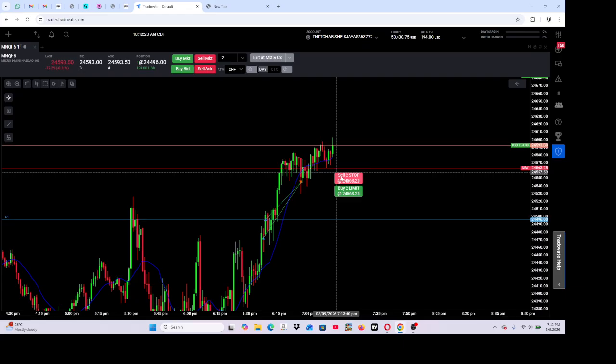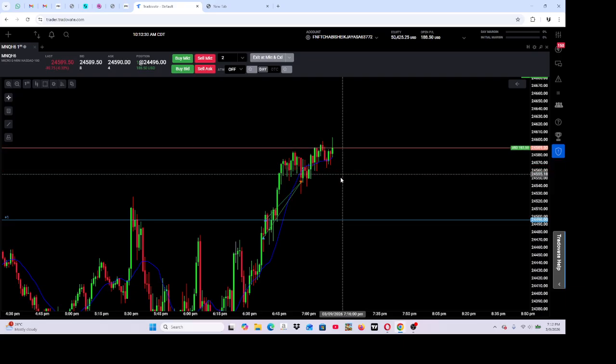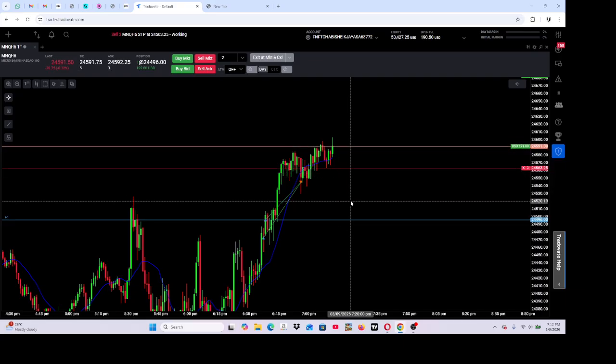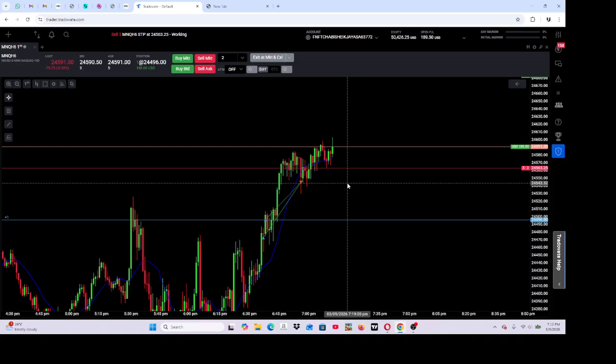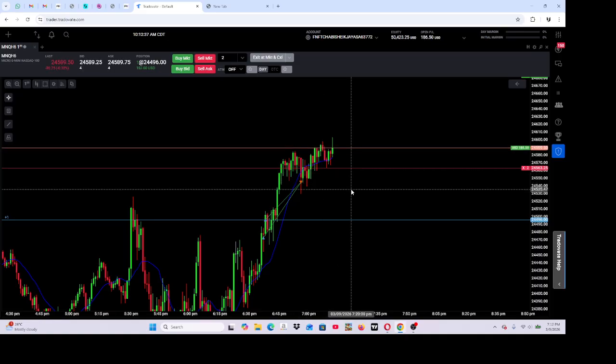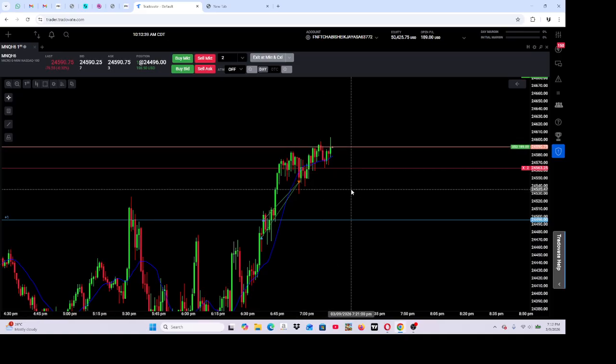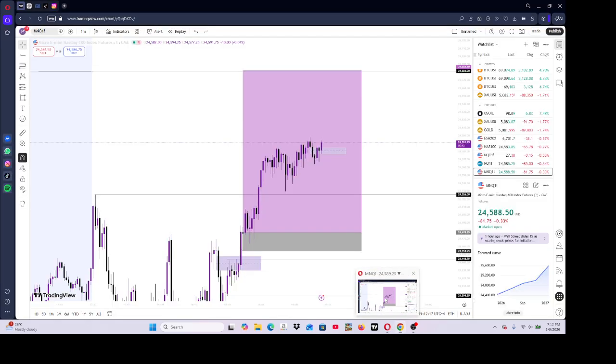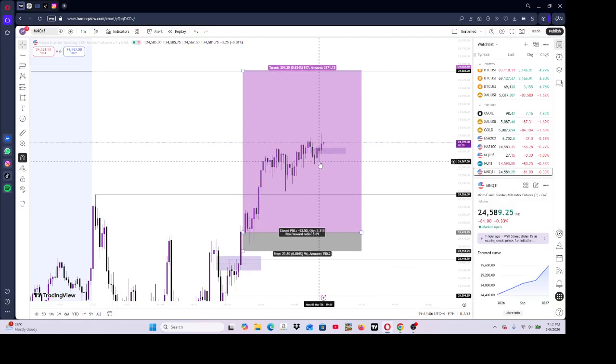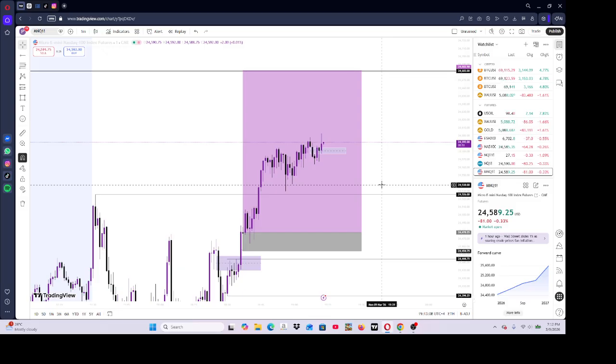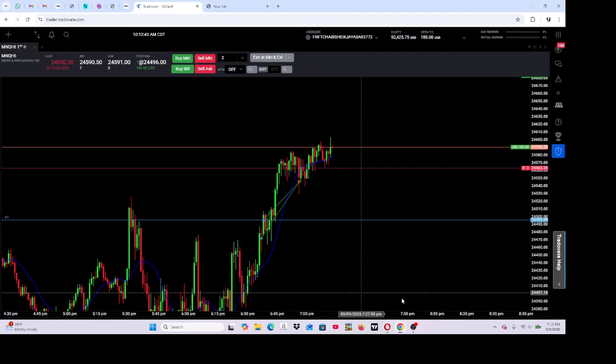Come on, close above this. Close above this. From here to here. Stop loss underneath these lows. I don't know what's going to happen. Inversed that gap. Of course, we inversed that gap.